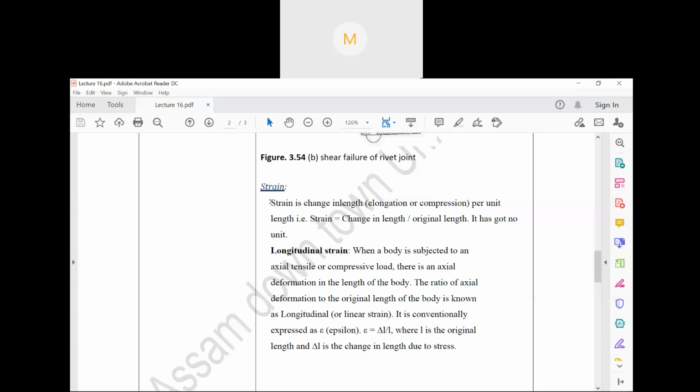So now let us go to the next topic, strain. So what is strain? Strain is change in unit length per unit length, original length. Suppose I'm giving you an example, okay? Just a minute, wait a minute.